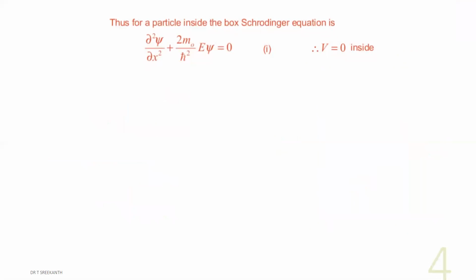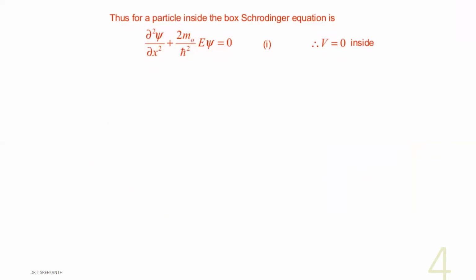So these are the boundary conditions. Next, we will go for showing the time independent wave equation. In that equation, we are assuming that V is equal to 0 because the particle is available inside the potential box. So already we assumed that inside the potential box V is equal to 0. Therefore, the Schrodinger wave equation can be written as del square psi by del x square plus 2mE by h cross square psi is equal to 0. This is equation number 1.